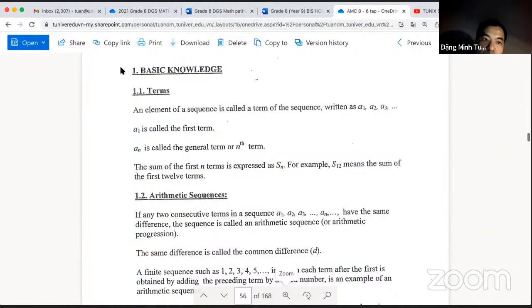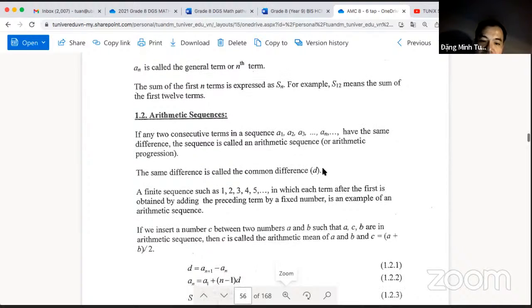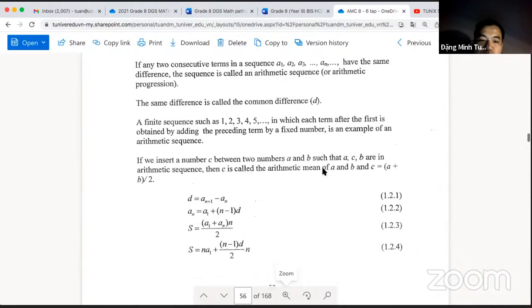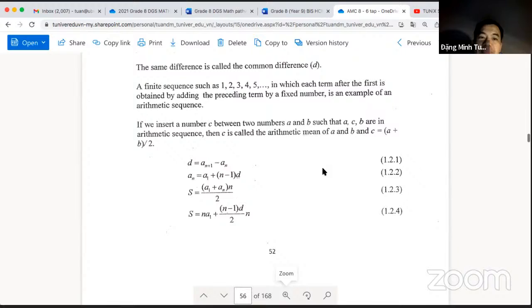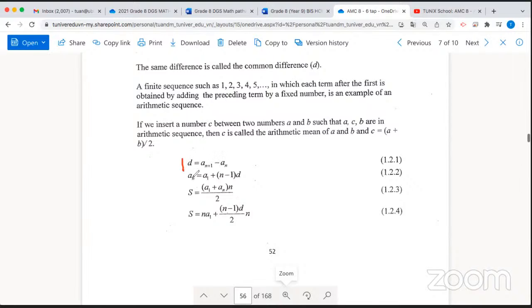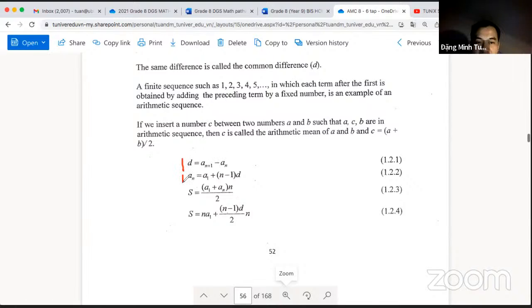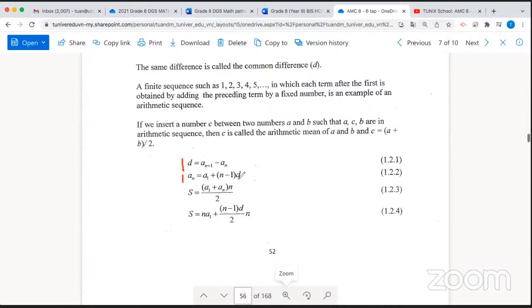So now we move to the next one. I think this one is easy to understand, because you can denote the general term using the common difference D here. So now you can find the general term: An equals A1 plus (n minus 1)D. Can you understand this one or not?